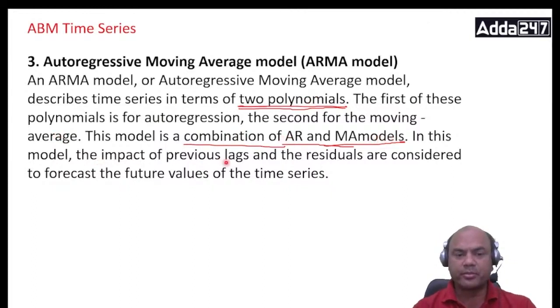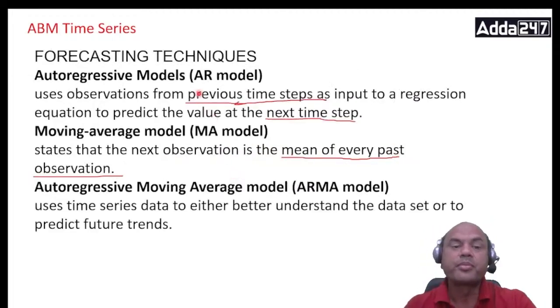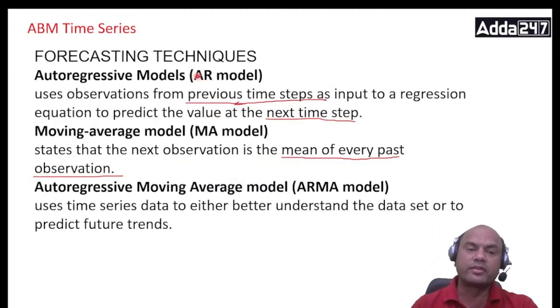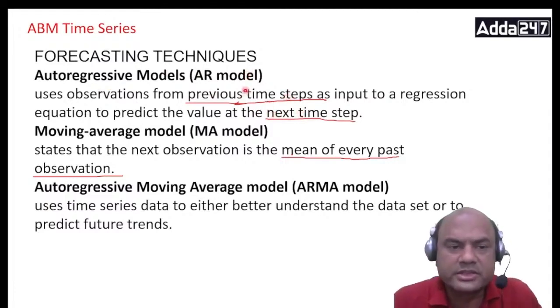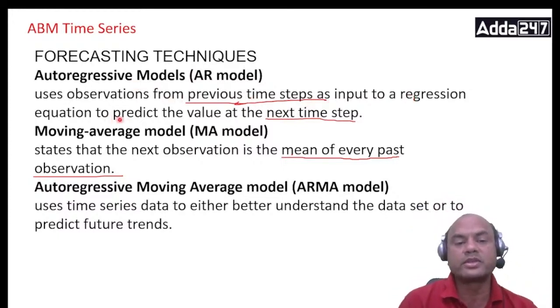In this model, the impact of previous lags and residuals is considered to forecast the future values of the time series. Okay, future values. So it is a combination of this, and previous values and residuals are used to give the future values. Now these are in short. Auto-regressive uses observations from previous time steps as input to the regression equation to predict the next time step. Moving average MA states that the next observation is a mean of every past observation.